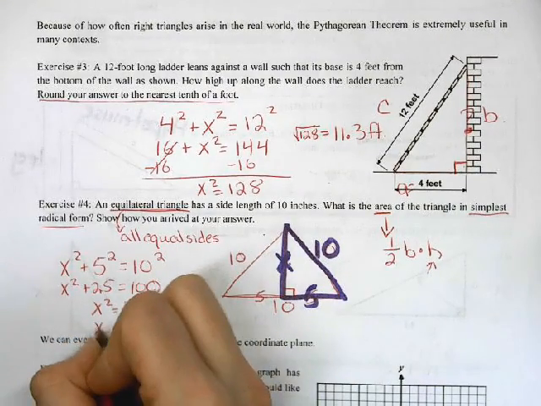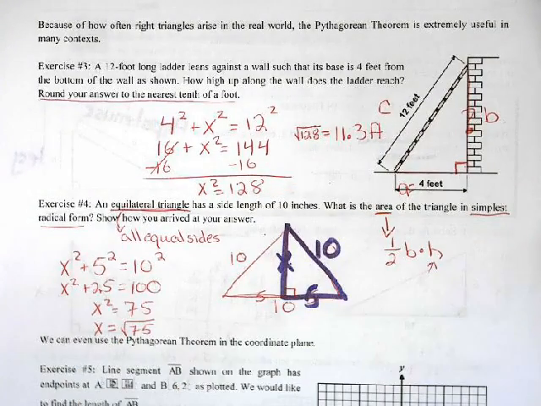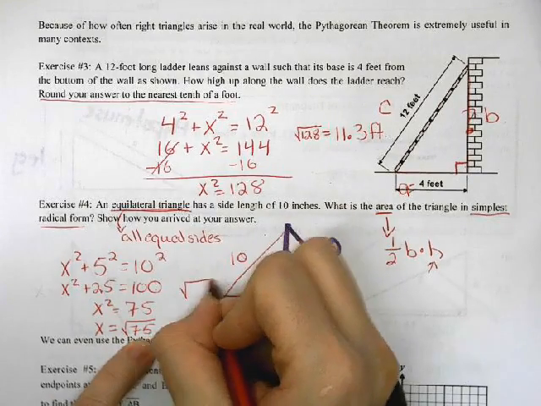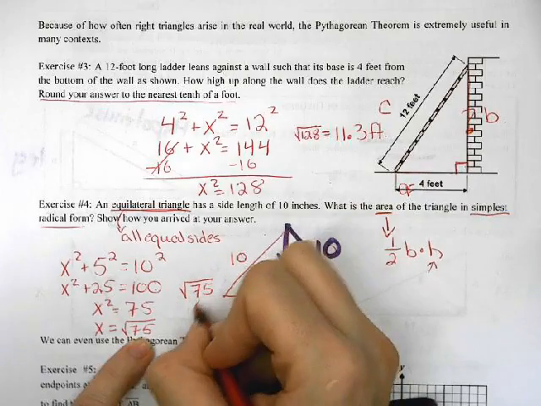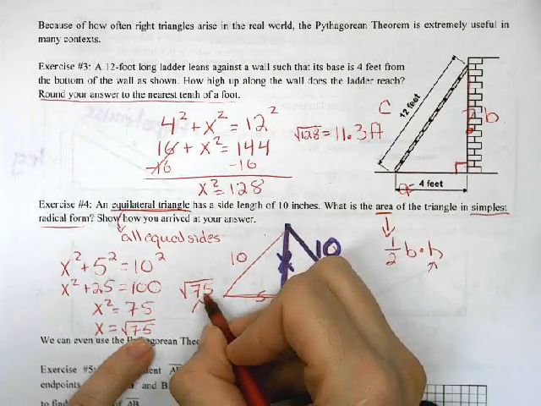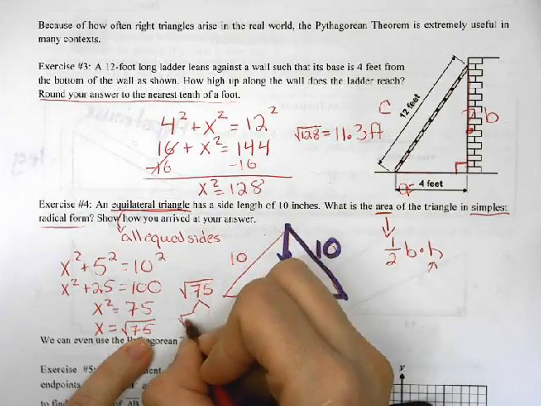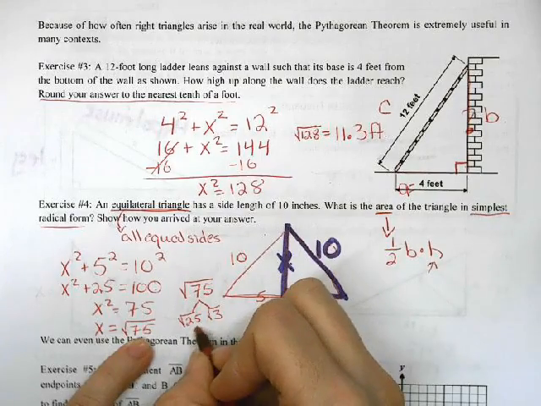And then I'm going to take the square root of it. So it's going to give me the square root of 75. Okay. Now I'm going to break this 75 into simplest radical form like the instructions said. Okay. 25 is the perfect square that goes into 75. So it becomes radical 25 times radical 3, which becomes 5 radical 3.